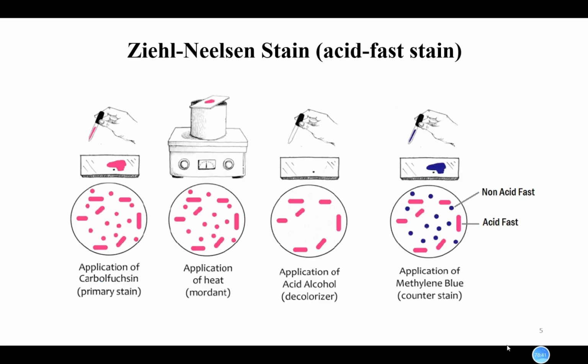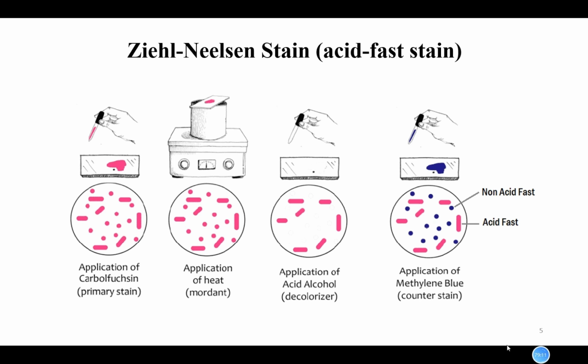So this is the method we use. The dye we use is called carbol fuchsin. It's a red dye. We make a smear on a glass slide, then stain it with carbol fuchsin. Usually we need to apply heat, to heat up the slide a little bit so that the dye can get into the cell.